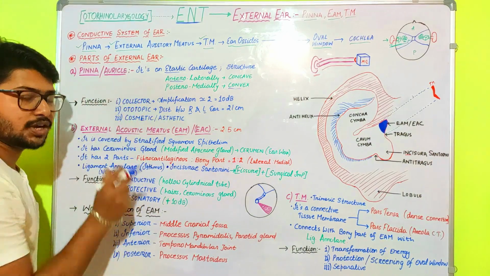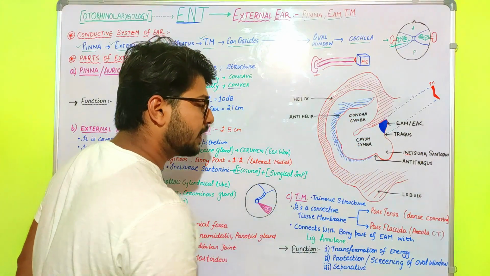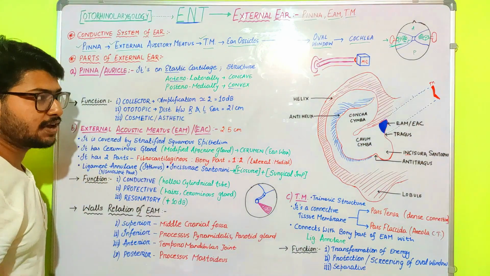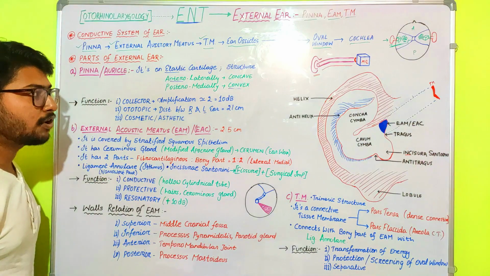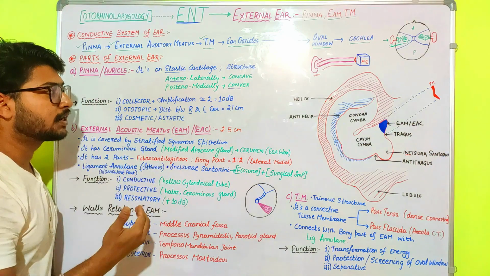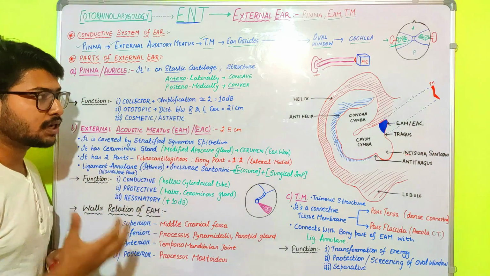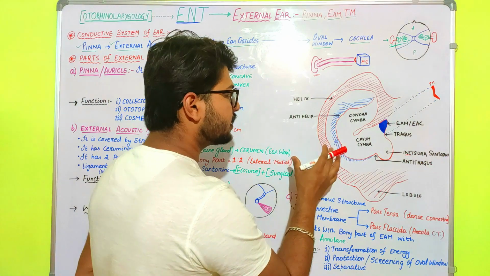Okay, so this is the structure of the pinna, which is completely made up of cartilage, and it never ossifies in life. It remains as elastic cartilage forever. And if we look anterolaterally, it is concave, and posteromedially it is convex. Here you can see certain structures that are present in the pinna.